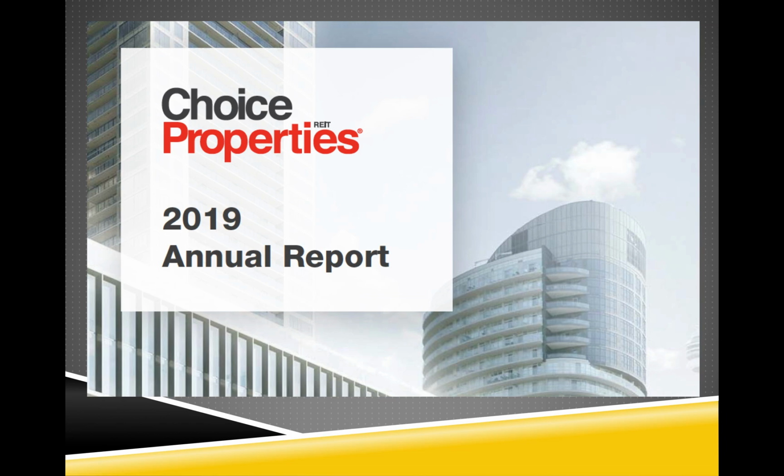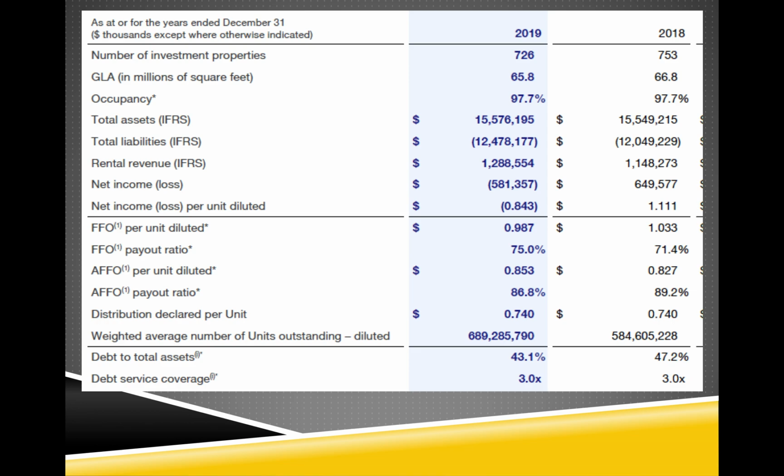And here's an annual report for Choice Properties from 2019, and we see a couple things here. The number of investment properties actually fell a little bit from 2018 to 2019, from 753 to 756. The occupancy rate was really high, 97.7%. The total assets of the REIT were $15 billion because everything on the financial statements is shown in thousands. The total liabilities is over $12 billion.